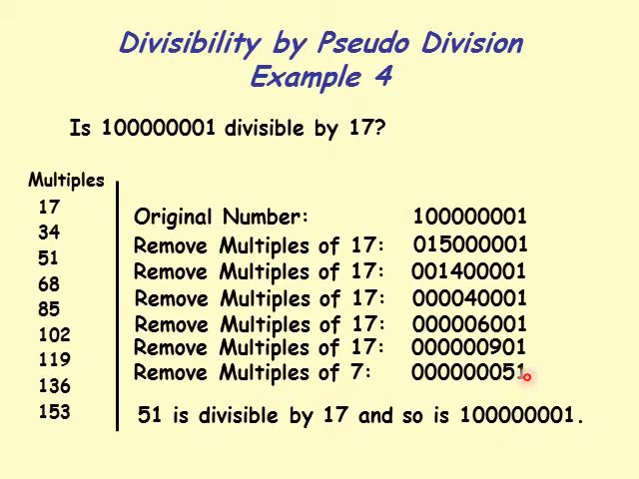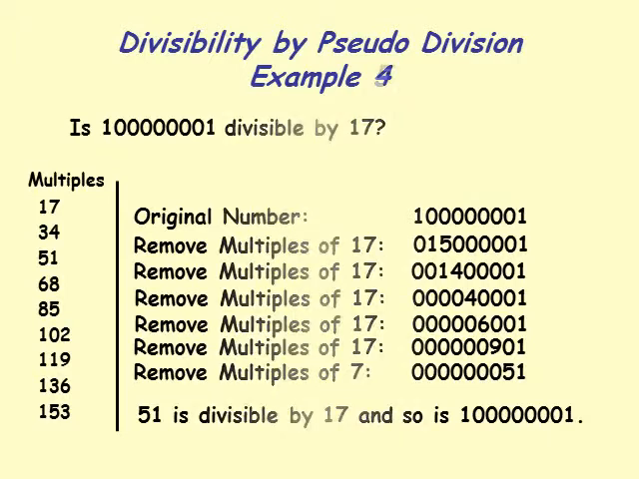51 is divisible by 17, and so is 1 followed by 7 zeros and 1. Okay, let's continue here. And 51 is divisible by 17, and so is 1, 0, 0, 0, 0, 0, 0, 0, 1.